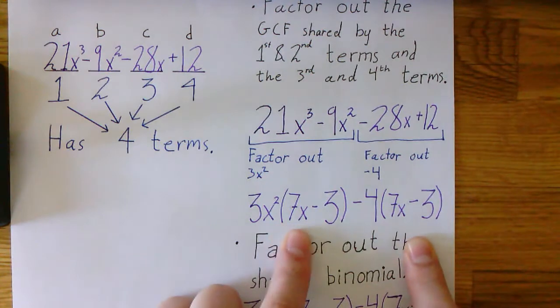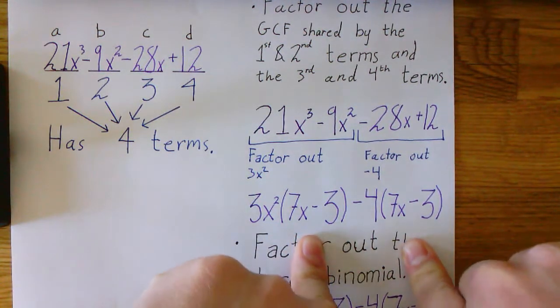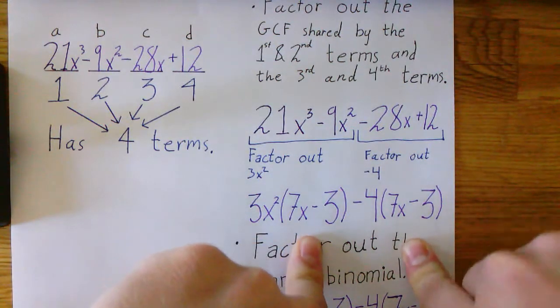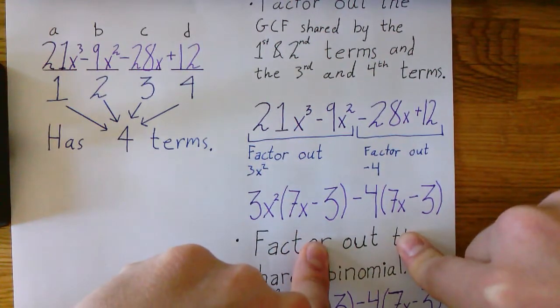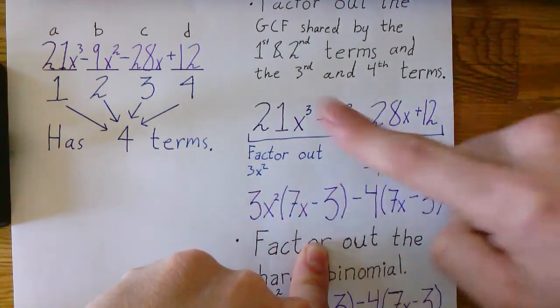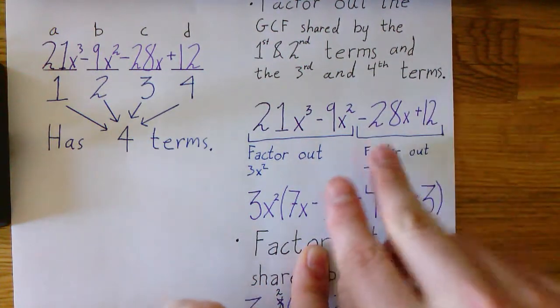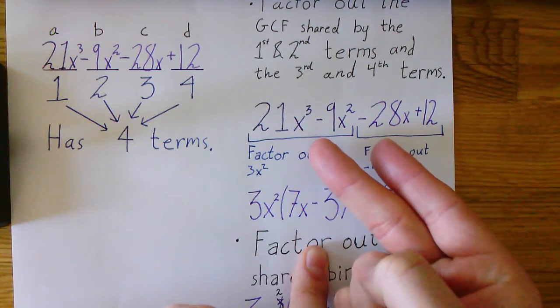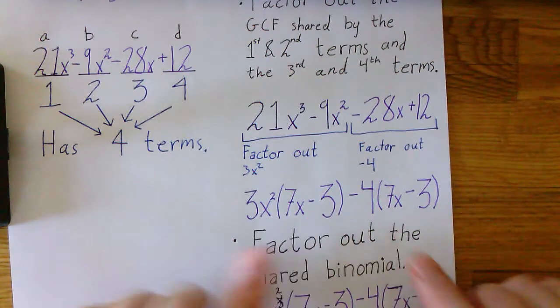Bingo. These must match. That's mucho importante. Super duper important. These have to match. If they don't match, go back and try to factor out a different GCF. Or try rearranging these. Sometimes that helps. If you take the middle two and flip them, sometimes that's the ticket. All right. These match. Cool.